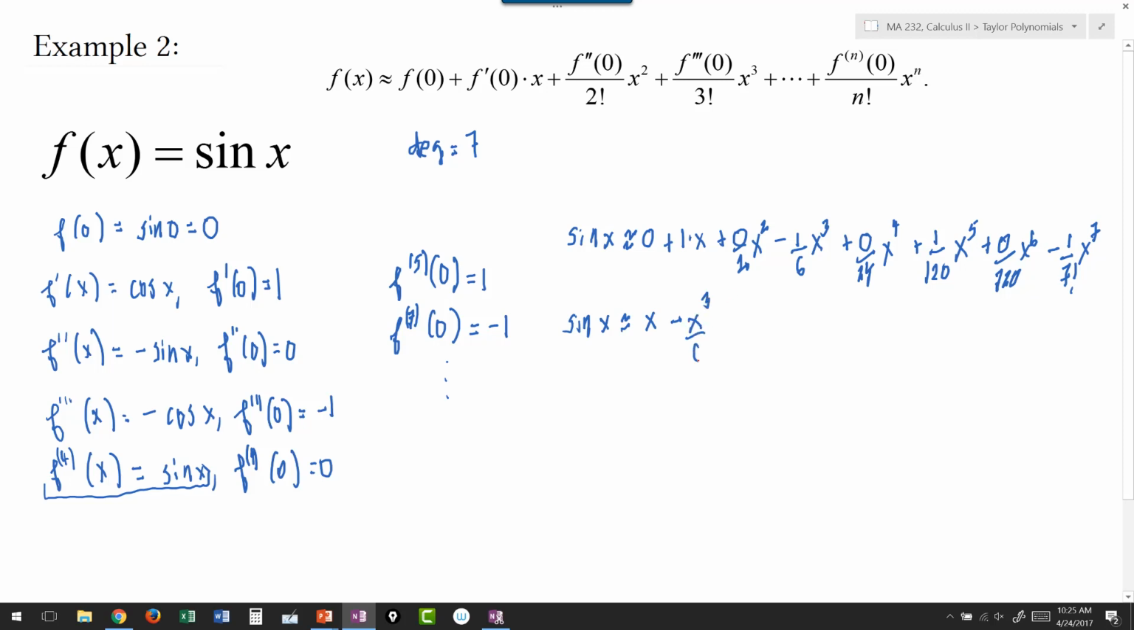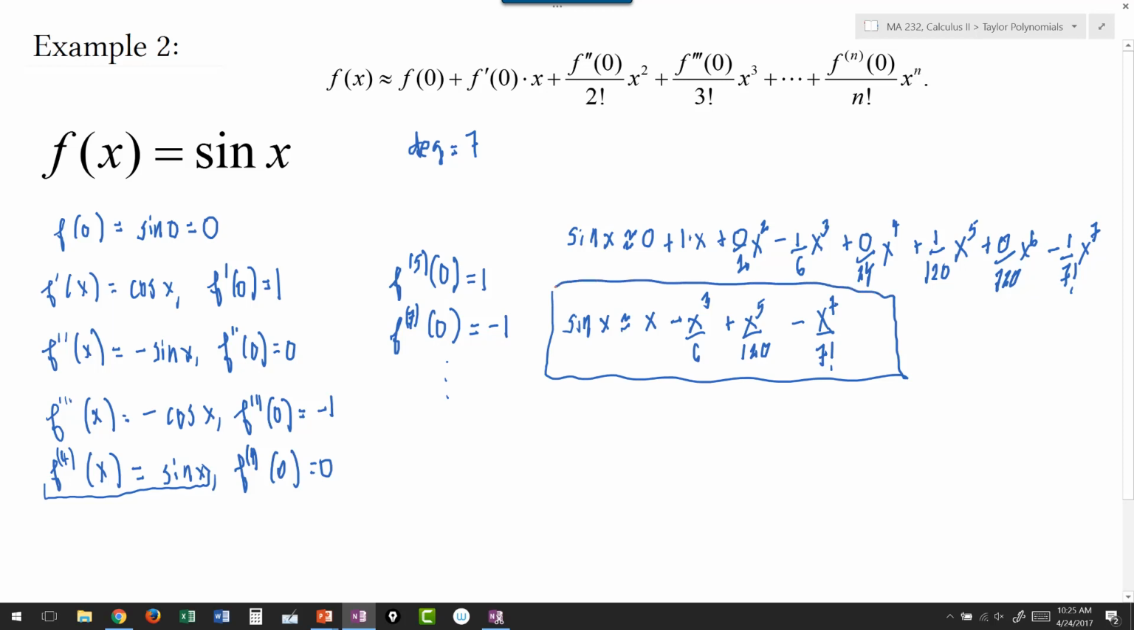In other words, sine x is roughly x minus x cubed over 6 plus x to the 5th over 120, and then rather than calculate it out, I'll just leave the x to the 7th over 7 factorial in my final answer. So out of all the infinite possibilities for a 7th degree polynomial, we have found the best possible 7th degree polynomial that approximates the sine function.